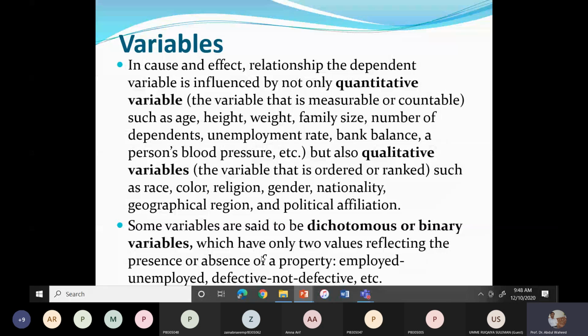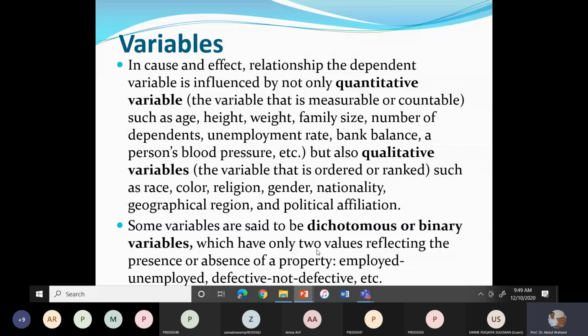Then we have dichotomous or binary variables. In this case, we have two values for such variable. This reflects the presence or absence of a property, just like employed or unemployed, defective, not defective. So a particular product could be defective or non-defective, or a labor force could be employed or unemployed. Okay, so in this case we have two values.